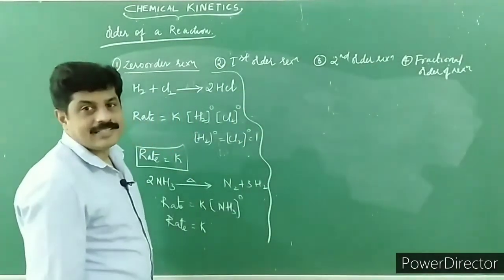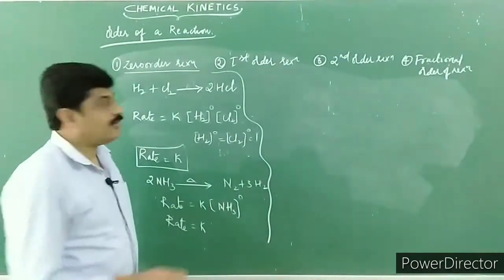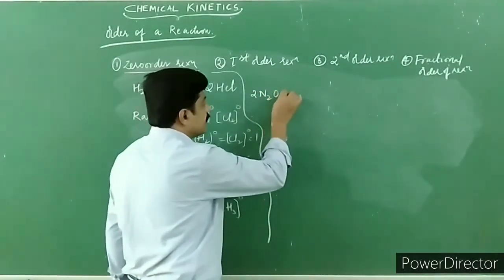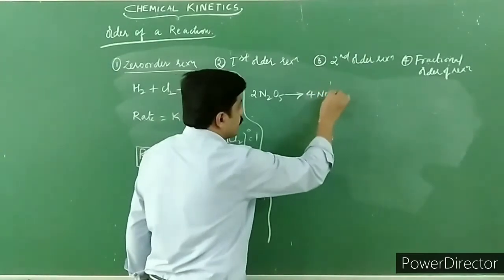What is that? Children, that is first order reaction. Children, you can quote here an example. Look at here, 2N2O5. When it is heated, you are going to get 4NO2 plus O2.